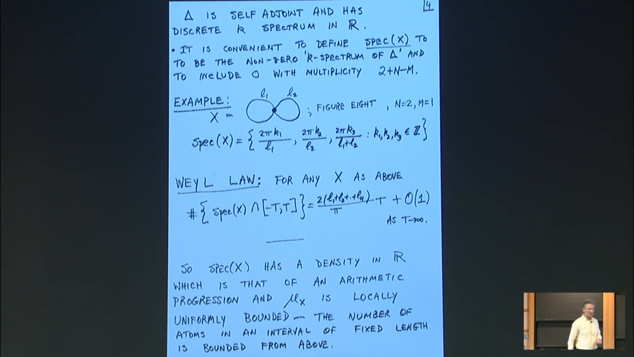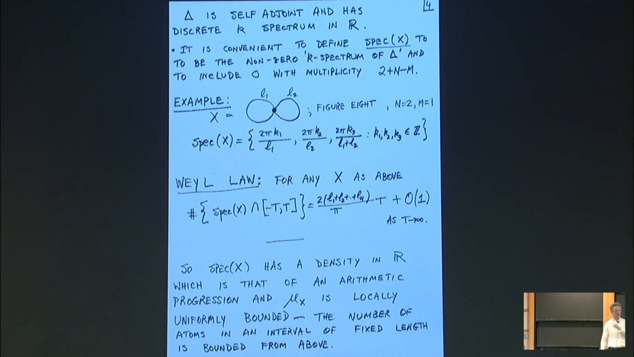Let's take this figure eight. It may not be obvious, maybe it shouldn't be obvious, what the spectrum is. I'll show you how you compute this in a second. But this is the only exception to the whole theory. I'm highlighting this because it and the circle are the only different ones. Miraculously, the spectrum happens still to be in three arithmetic progressions.